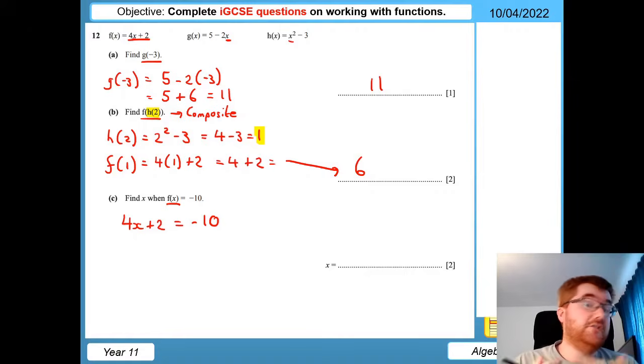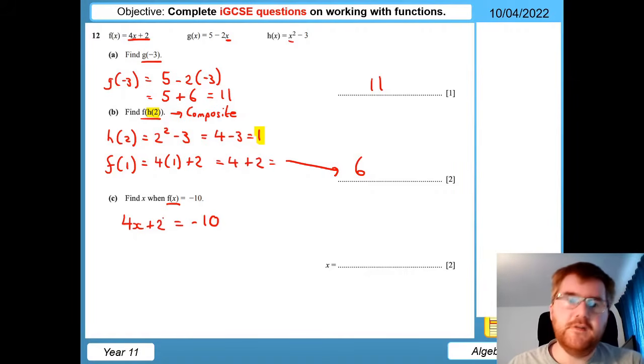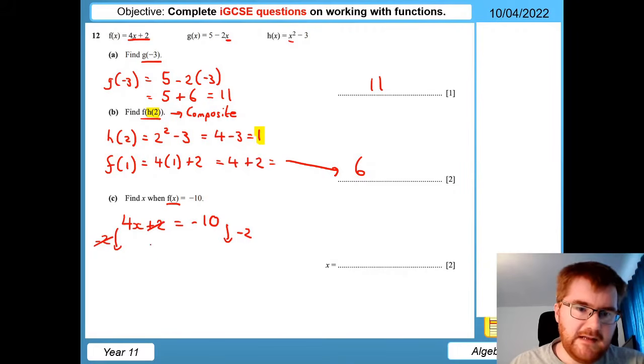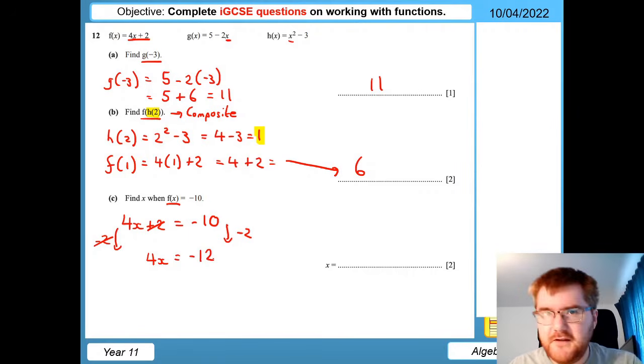And this now is just an equation that we need to solve and get x on its own. So what's the opposite of adding 2? Well, we're going to subtract 2 from both sides. This cancels, and we're left with 4x. Minus 10 minus 2 is equal to minus 12. Careful with those negative numbers.